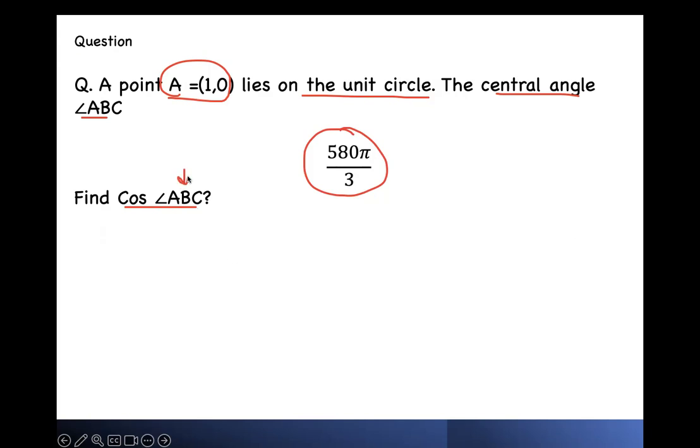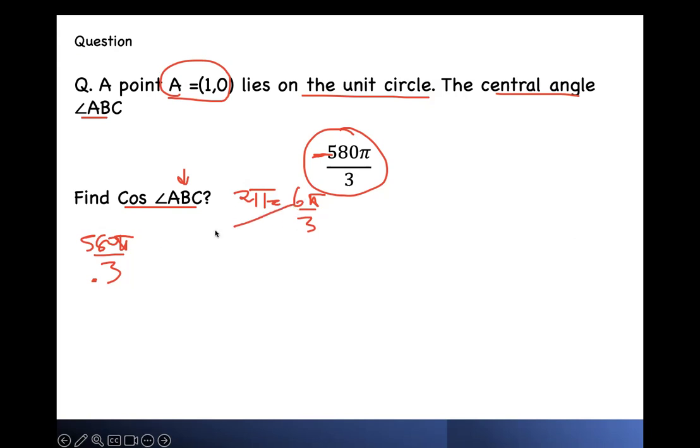Now, the first thing you need to do is to write the angle that you've been given: 580 pi over 3. There's a trick. This is so big, to reduce it you need 2 pi. At the same time, we're using cos. So I need to find 2 pi. To use 2 pi, always look at the denominator, which is 3. Therefore, reduce it to 6 pi over 3, because 6 divided by 3 is 2 pi.